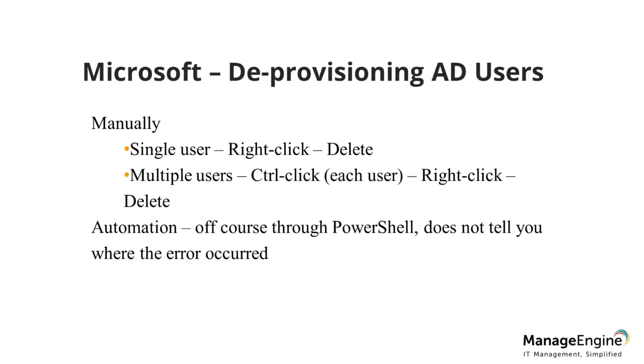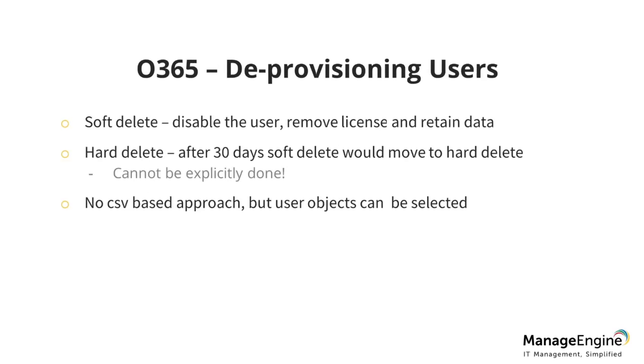Microsoft deprovisioning of AD users. This is the native on-premise AD. For a single user, you right click and you delete. Of course, everybody would have done this. For multiple users, you control-click each user and right click delete. Piece of cake. But when you want to automate the user deletion process, of course, there's always an answer, which is partial, and it does not tell you where the error occurred. This is on your native on-premise Active Directory side.